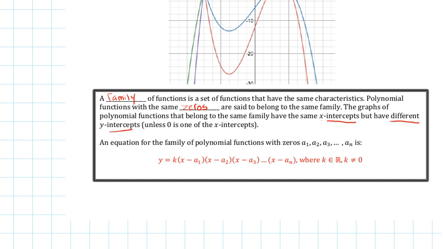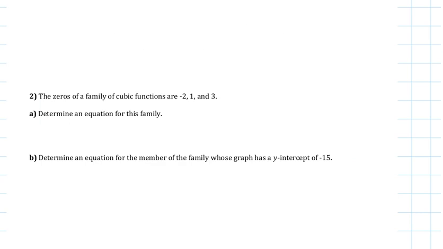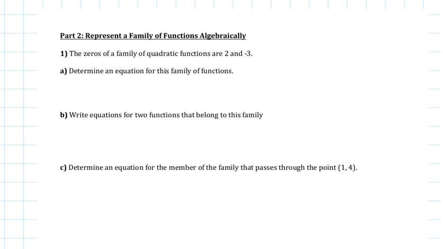All right. So here is the question. The zeros of a family of quadratic functions are 2 and negative 3. Determine an equation for this family of functions. So since they're telling you it's a family of functions, you're going to have to write it as y equals k(x minus 2)(x plus 3).